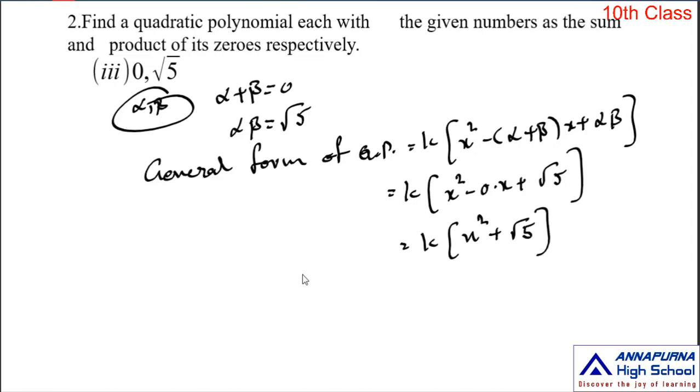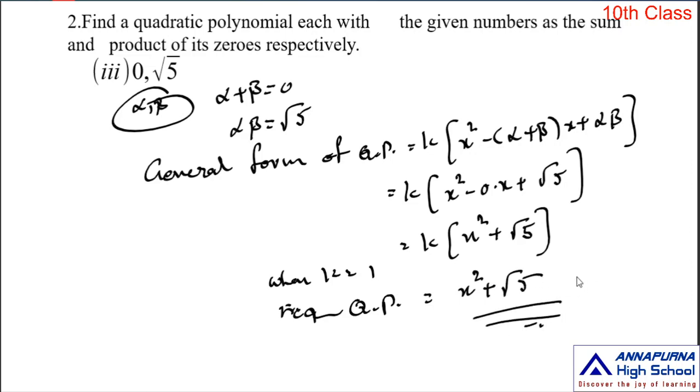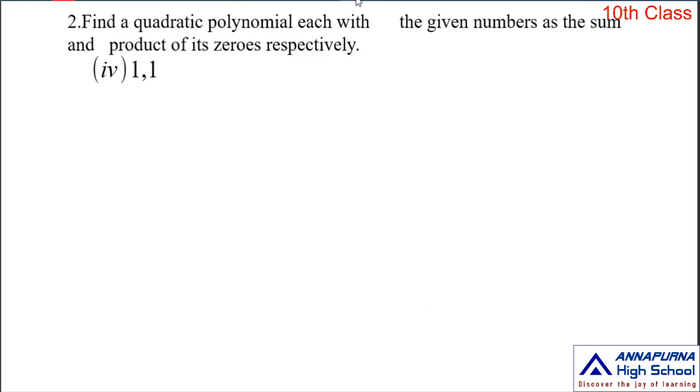So here what is the k value? So when k is equal to 1, why? Because here there is no denominator of this total expression. So when k is equal to 1, required quadratic polynomial is x square plus root 5. Over. Okay, let's come to the next one.